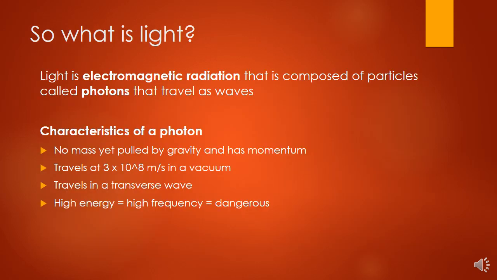So what is light? Just a review here. It's electromagnetic radiation. It's photons. It is affected by gravity. It does have momentum, but it has no mass. In a vacuum, it travels at 3 times 10 to the 8th meters per second, and it travels about the same speed in air. It's a transverse wave, and high energy equals high frequency, which is dangerous.